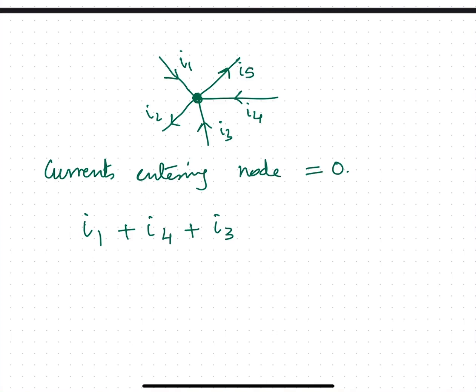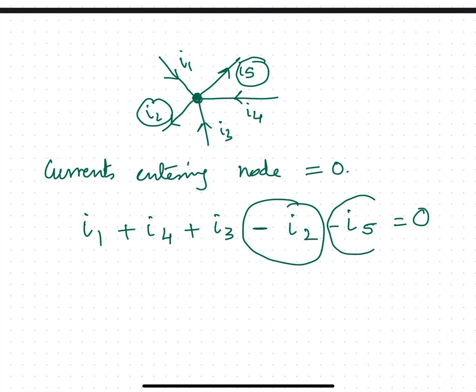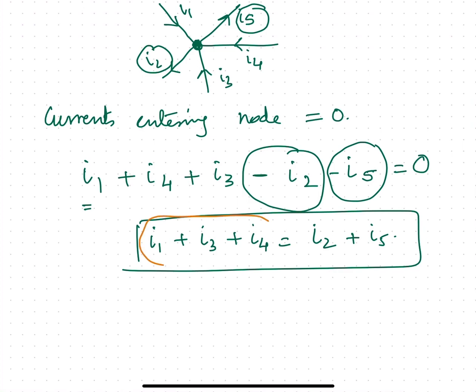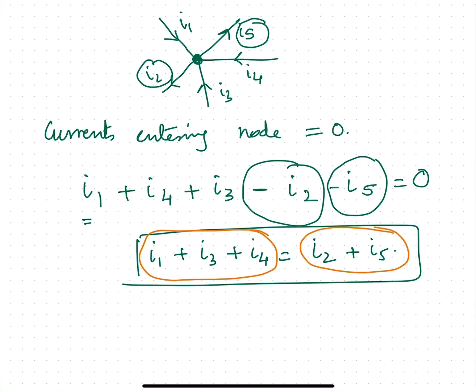But if you see, currents I2 and I5 are going out of the node, so we can say that they are leaving the node, right? And hence they have a negative sign associated with them. So if you say that the currents entering the node have a positive sign, the currents leaving the node have a negative sign. If you arrange these terms, you can safely say that currents entering the node, that is I1, I3 and I4, is equal to currents leaving the node. I2 and I5 are leaving the node, so currents entering the node is equal to currents leaving the node.